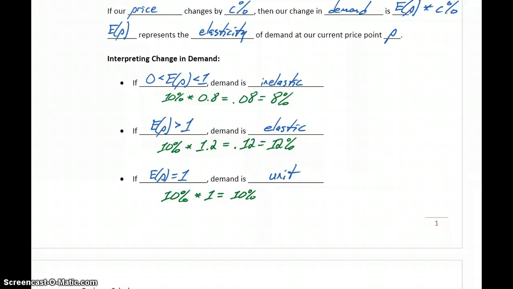So in each of these cases, we want to think about what we could do with price to affect our revenue. So here, in that inelastic situation, an increase in price yields a smaller decrease in demand. So if we increase price, we'll increase our revenue. In the elastic situation, our increase in price yields a larger decrease in demand, which means that if we increase price, we would actually decrease revenue. Or the other way to say that would be if we decrease price, then we'll increase revenue.